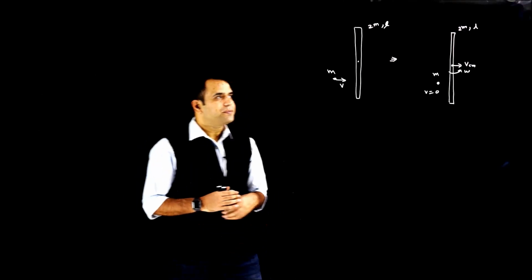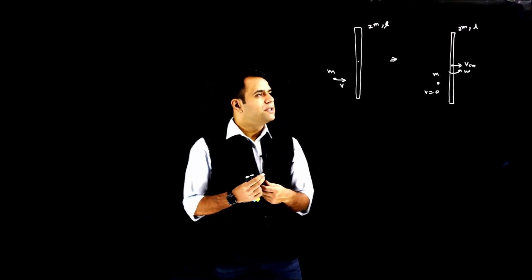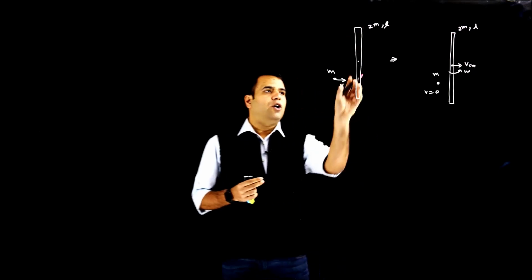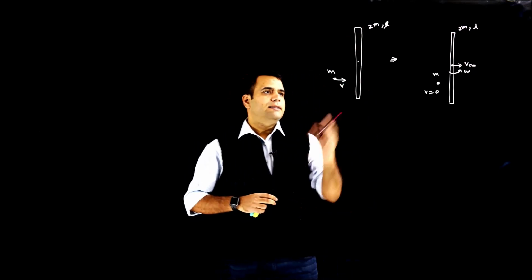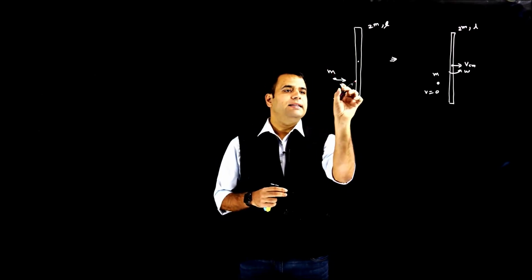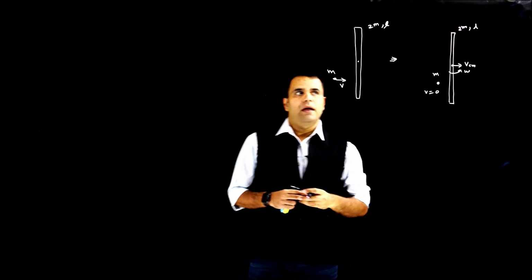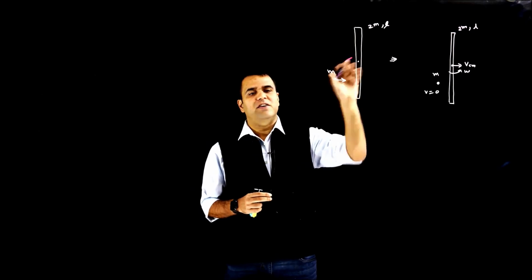Hello. We'll solve this question. Now, you see, there is this rod of mass 2m and length L. And there is this point mass of mass m and its speed is v. And this rod is not hinged. This is the center of mass actually.